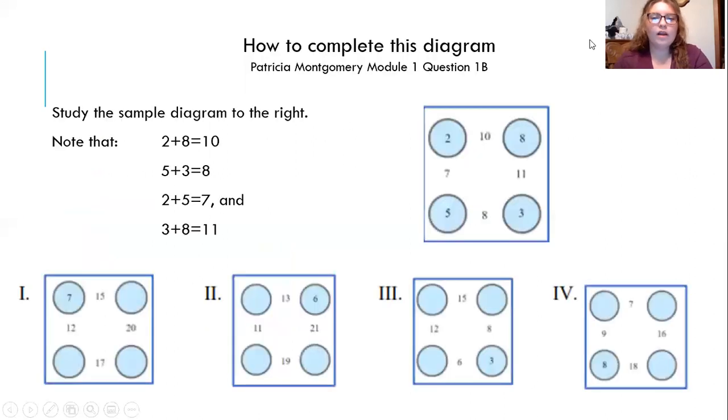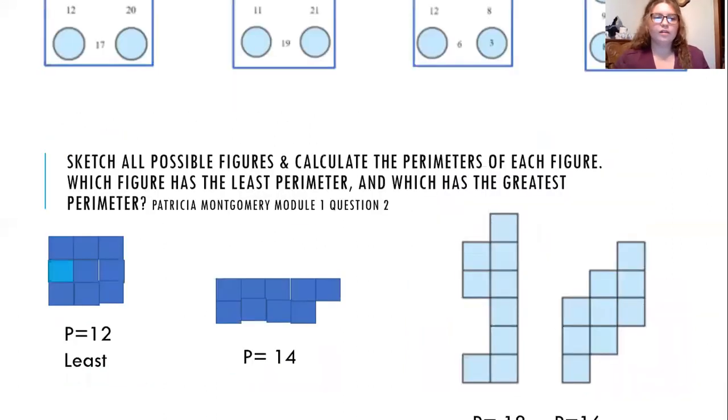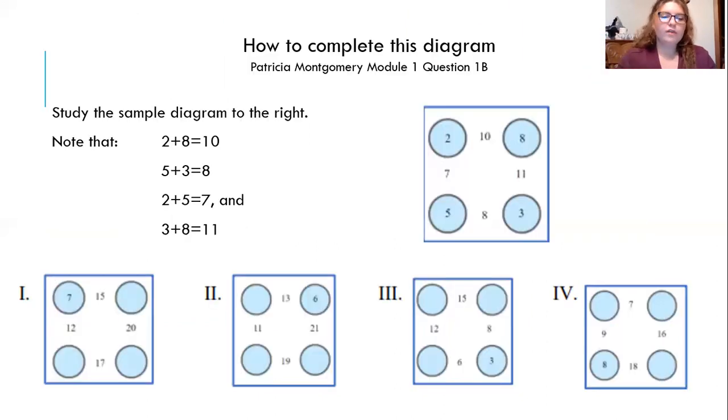Our next question is to look at the diagram given with the square with the 4 circles in it, and it shows us how to read the diagram. So it says 2 plus 8 is 10. So we are going to take 2 of the circles and add them together to make the number in the middle. So if we follow that and go down here to the first one, then we're going to do 7 plus what number is 15? Well, if you subtract 7 from 15, you are going to get the number 8. So you would fill in the number 8 there.